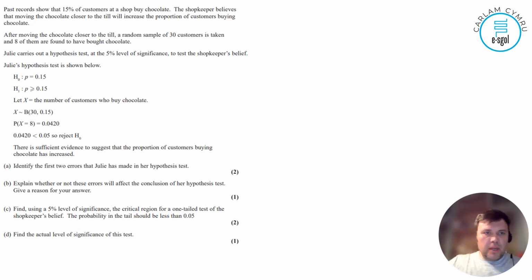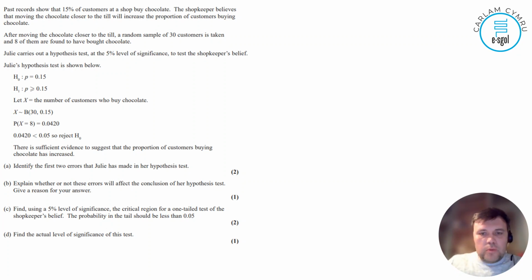Okay, and she has then obviously gone through PX H0, the null hypothesis, is equal to 0.5. H1P is greater than or equal to 0.15, sorry, 0.15 above. X is the number of customers who bought chocolate. Binomial, 30, 0.15. X is equal to 8. And then obviously rejecting H0, so there's sufficient evidence. Identify 2 errors that Julie has made while doing this.